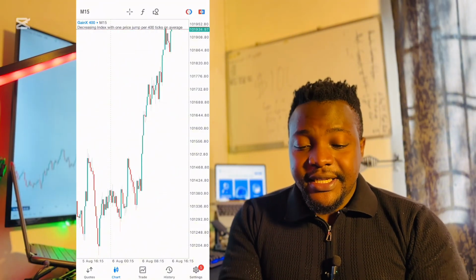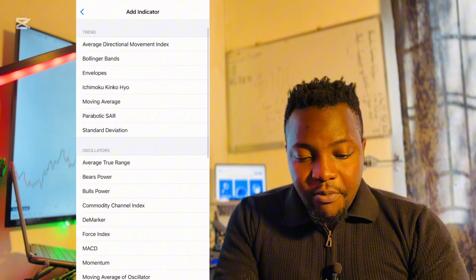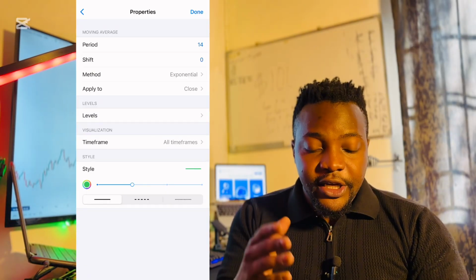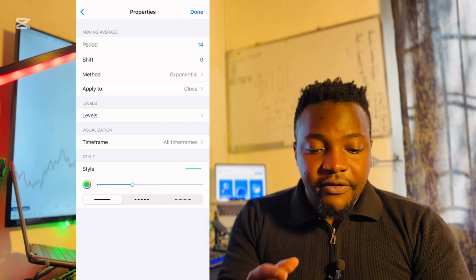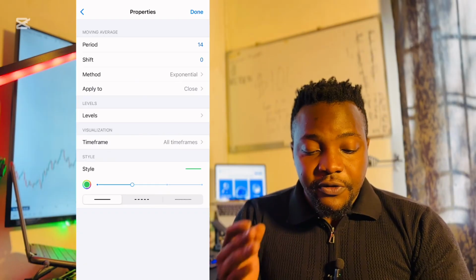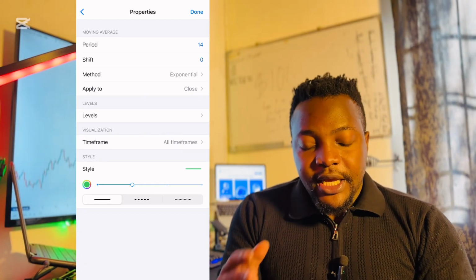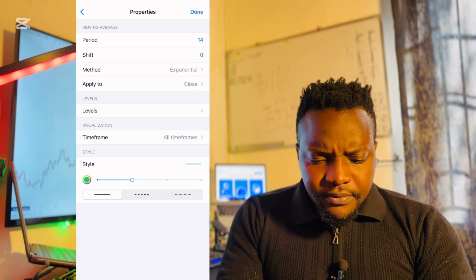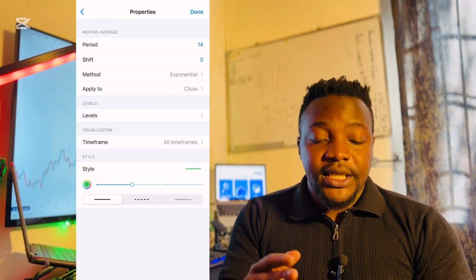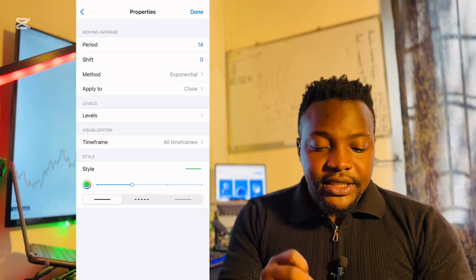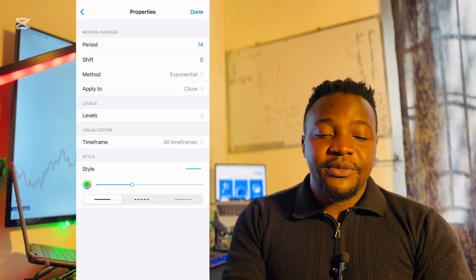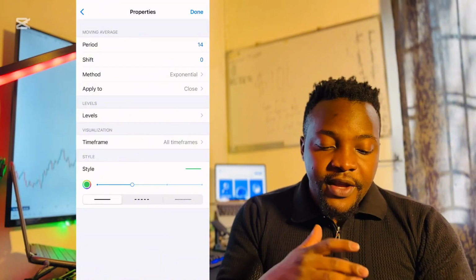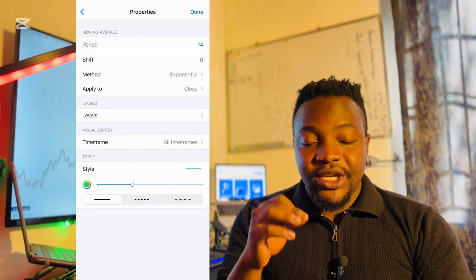So the first indicator that we're going to need is a moving average, and this moving average is going to have the following properties that you see on the screen. We're going to have a period of 14, a shift of 0. The method is going to be exponential, apply to close, and we're not going to have any levels on this indicator. And then on visualization, just allow it to be on all time frames, although I'm going to tell you the specific time frame that we are going to use. And then on the style, just keep it as green.